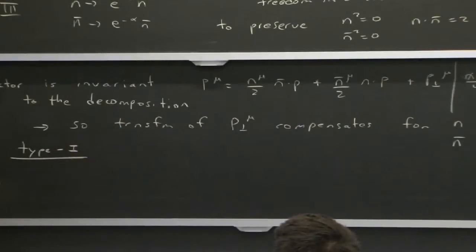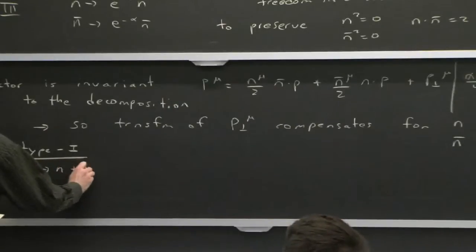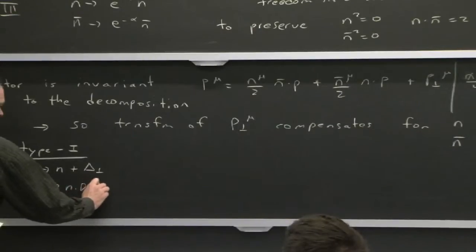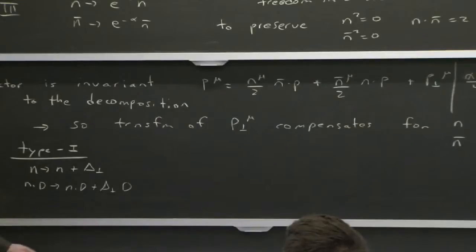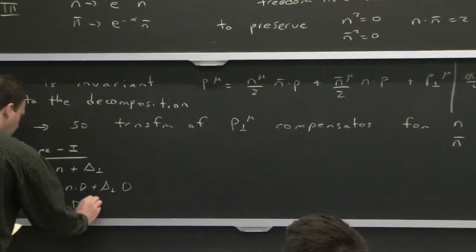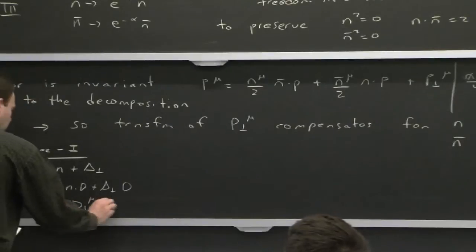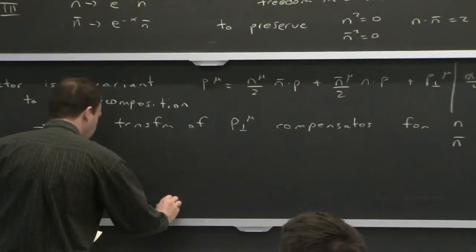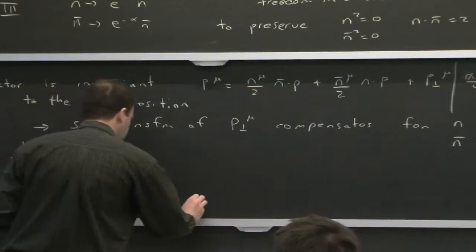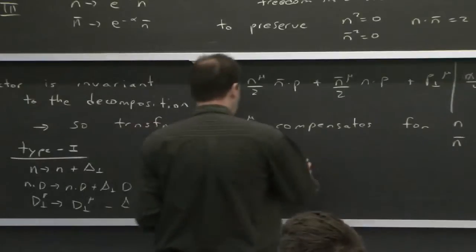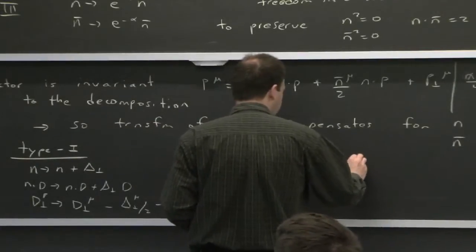So let's summarize first type 1. So type 1 was n goes to n plus delta perp. So if you have something like n dot D, that goes to n dot D plus delta perp dot D. There's a transformation of p perp or D perp. Let me write it as D perp. This is really for any vector, which has to compensate for the transformation of the n in the way I described. There's a transformation like that. The n bar component under type 1 does not transform.